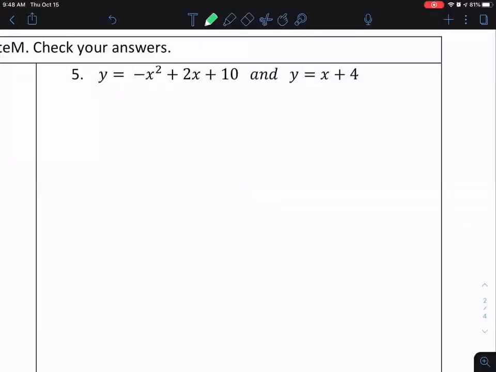Again, the steps, you're going to set them equal to each other. You will then set them equal to 0. You will then do the quadratic formula. The quadratic formula will give you the x values of -2 and 3. You will then plug in -2 and get a y value of 2. You will then plug in 3 and get a y value of 7. Just reiterating the fact that if you do not show the work and you only put the final answer, you will not receive credit.